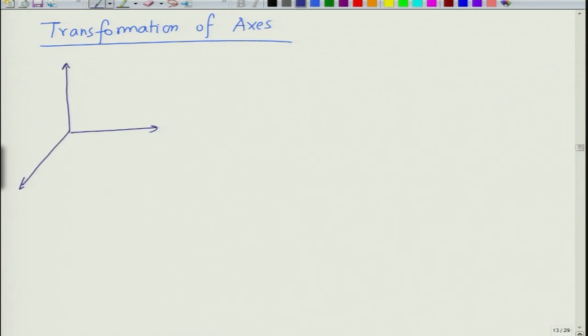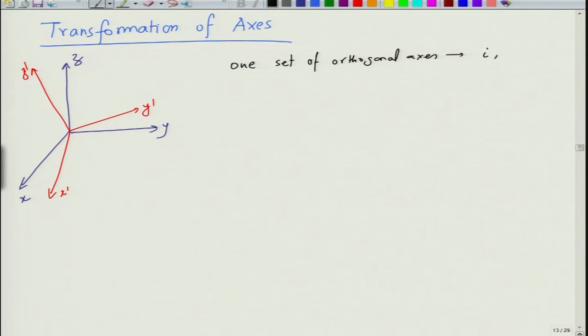Alright. So at the end we were trying to do the transformation of axes in a general sense. Basically we said that we start with this coordinate system, let us say x, y and z, and we want to transform to x prime, y prime and z prime, which is a new system at a certain angle to the original one. So let us define the first set of orthogonal axes as I, J, K, and the second set of orthogonal axes as M, N and P.